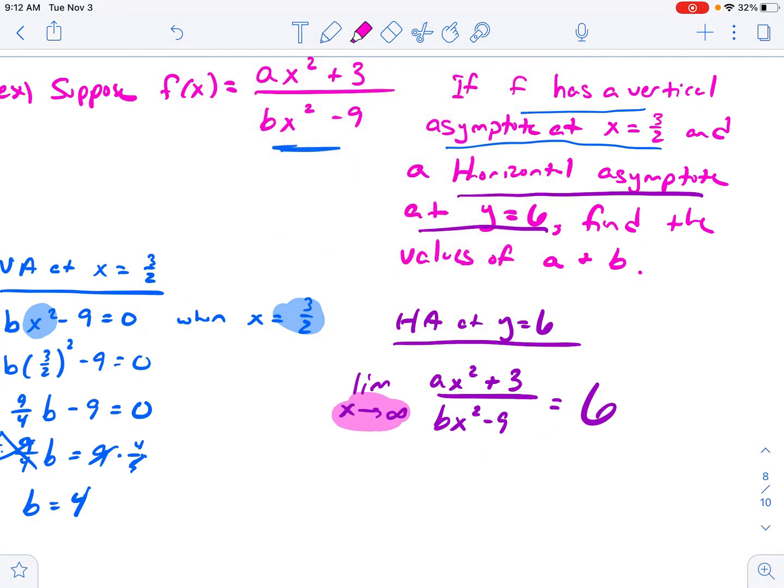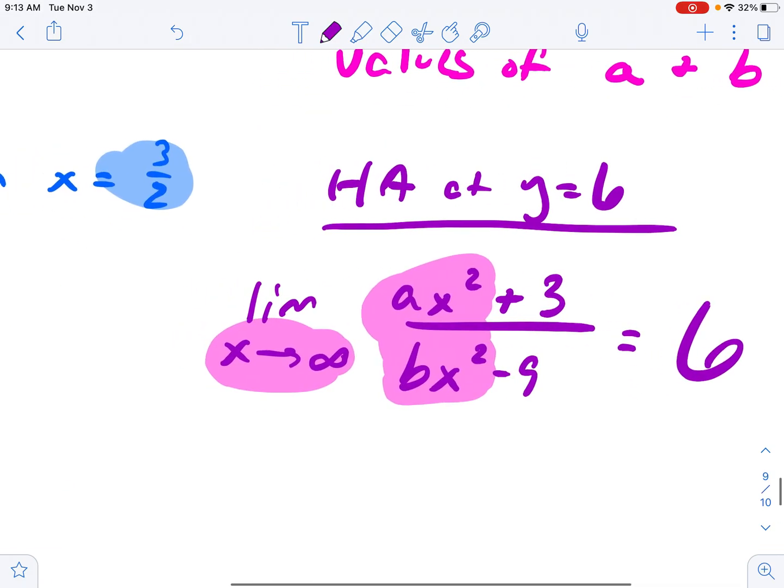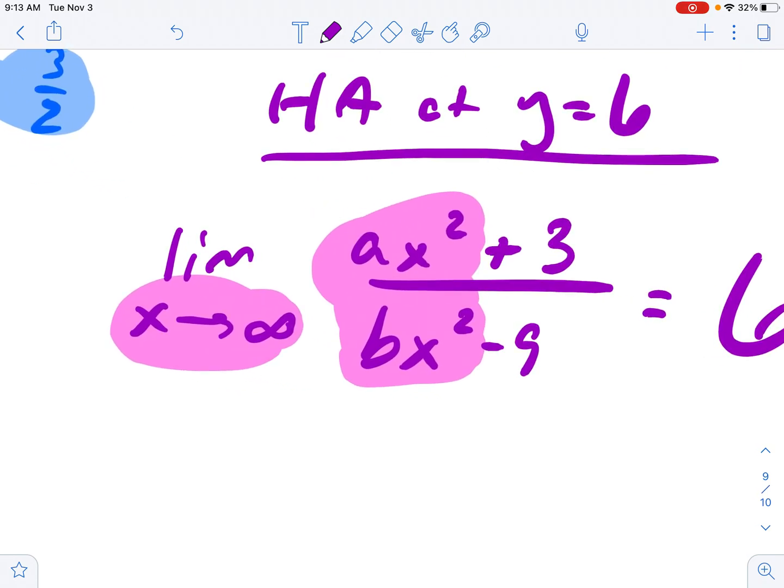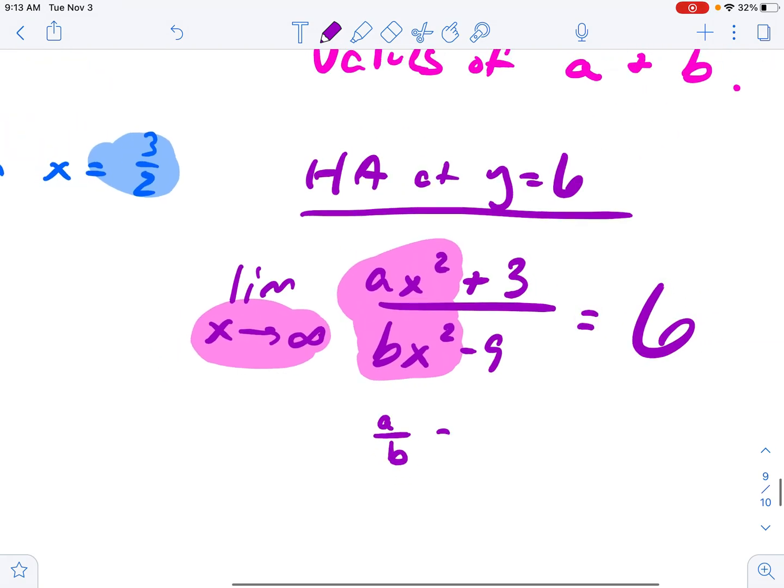Okay, let's actually clean this limit up now. Look, as x goes to infinity, what do we focus on? We focus on the highest power of x on top and bottom. That's the same here. So as x goes to infinity, what ratio will this approach? Well, the coefficients give us a over b. So that limit approaches a over b, and we know that that limit equals 6.